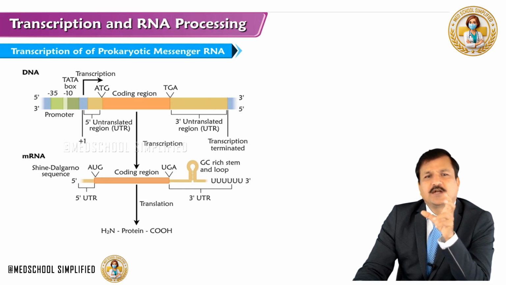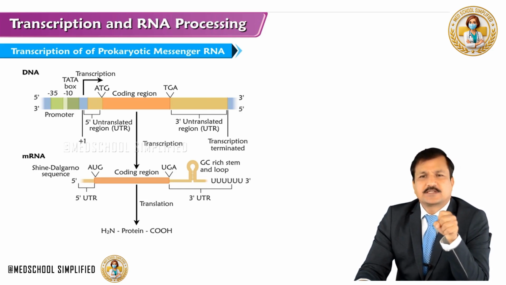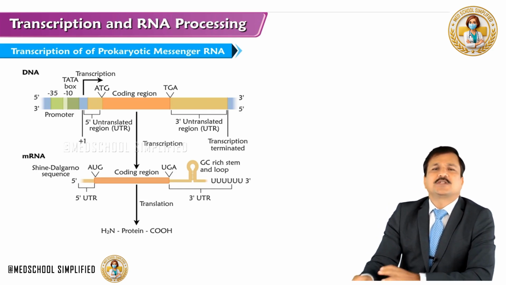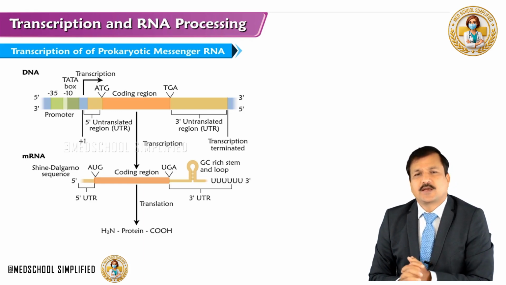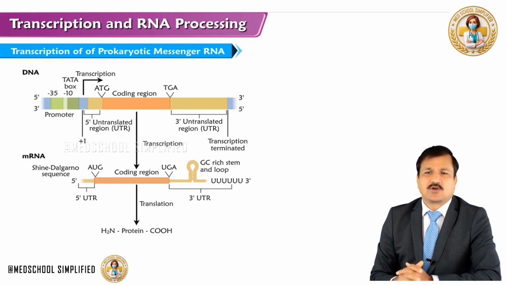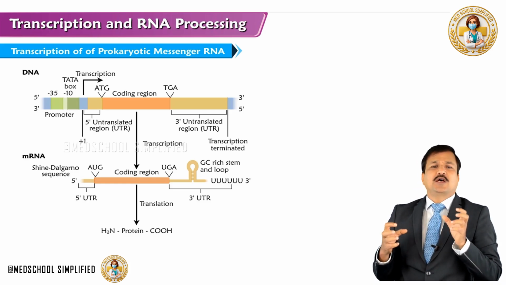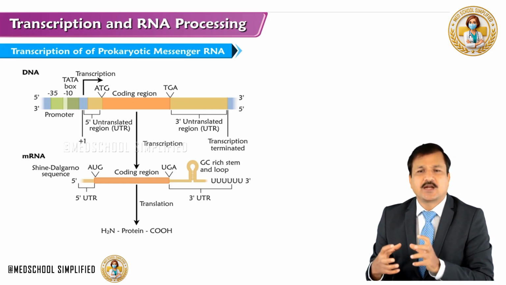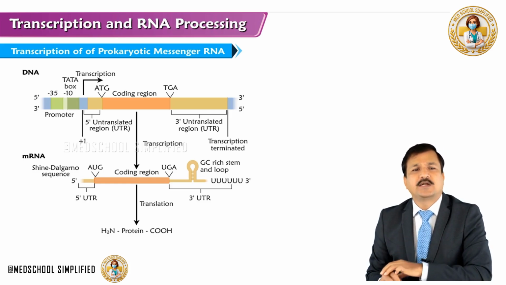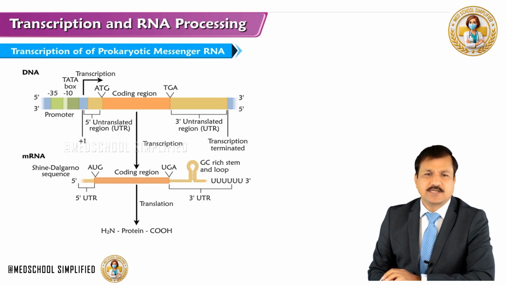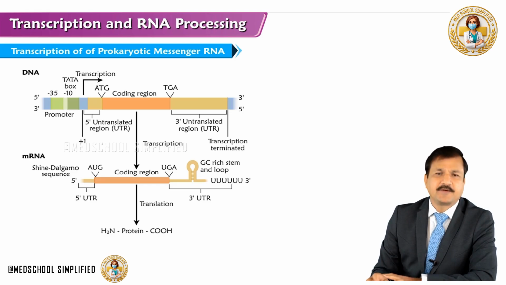Now, transcription and translation can occur simultaneously in bacteria. Because there is no processing of prokaryotic mRNA, meaning there are no introns, ribosomes can begin translating the message even before transcription is complete. Ribosomes bind to a sequence called the Shine-Dalgarno sequence in the 5' untranslated region of the message, as it is shown here in the figure.